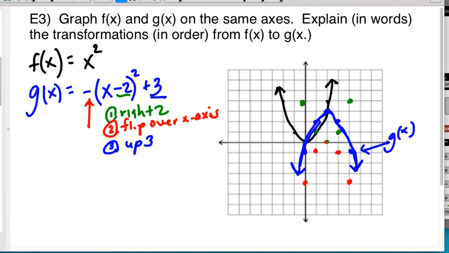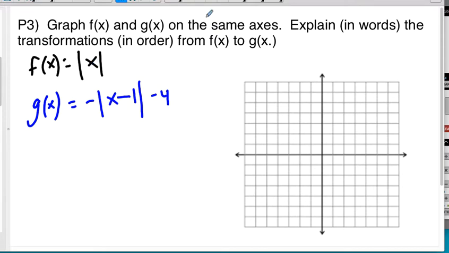Okay, so let's go ahead and do a P3. All right, same idea. You can pause me if you want. You're going to do an absolute value of x. I'm going to go ahead and get started and graph f as best as I can. It doesn't have to be perfect. I should be hitting those dots like 1, 1, 2, 2, etc., etc. All right, so there's my f.